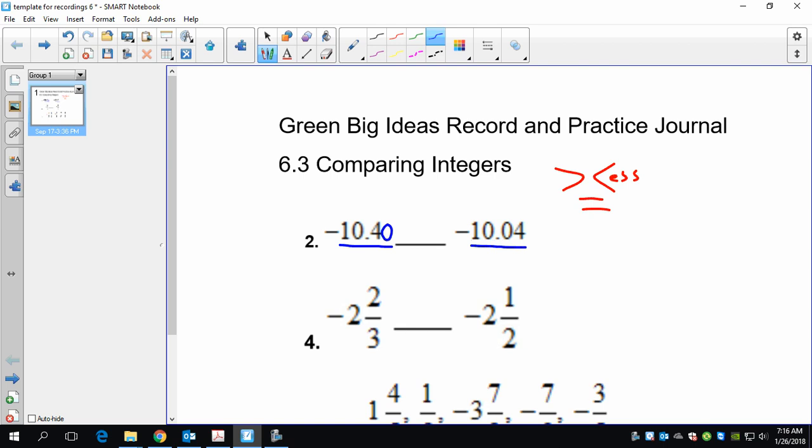So which one is closer to 0? Negative 10.40 or negative 10.04? Negative 10.04 would be closest to 0, so it's going to be less than.